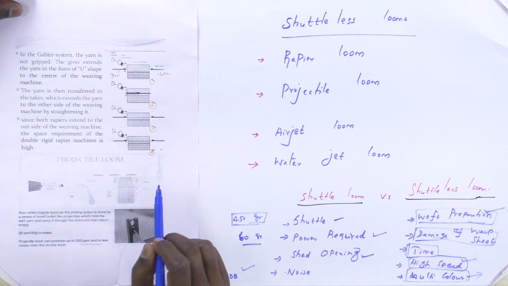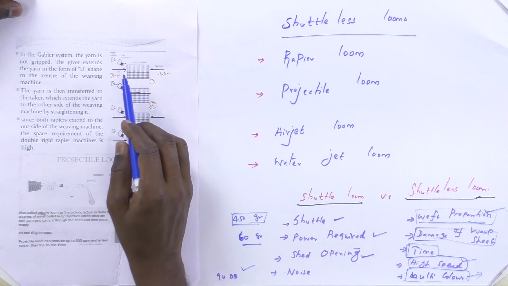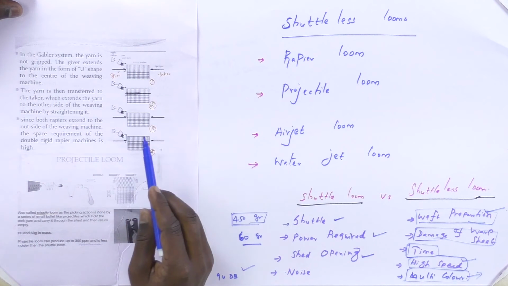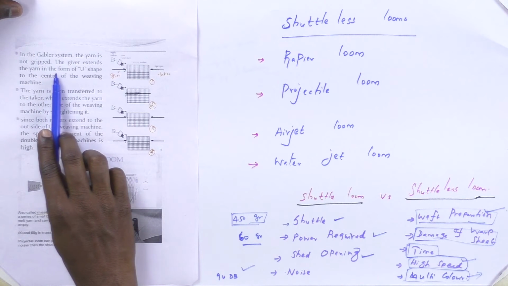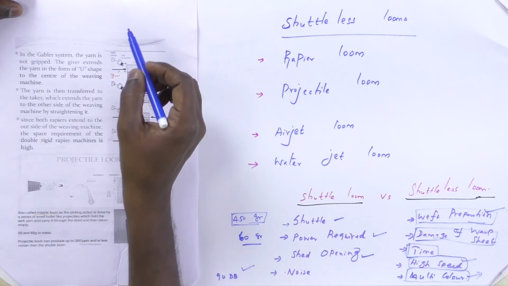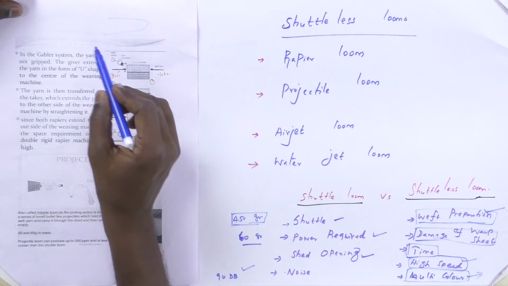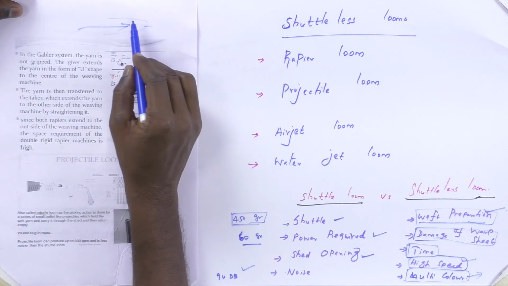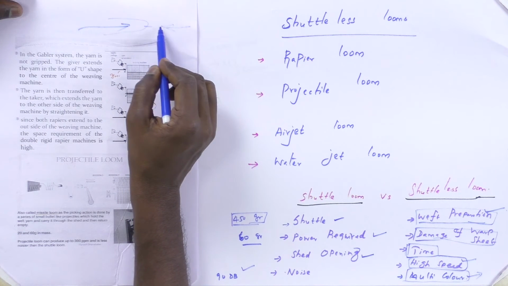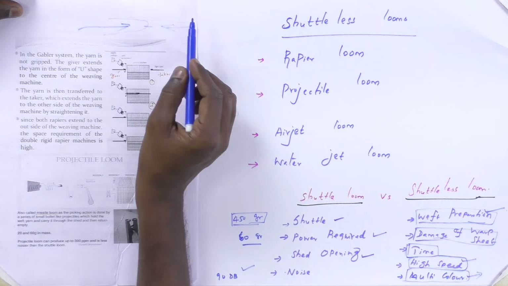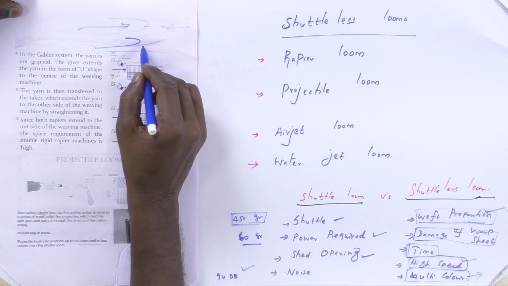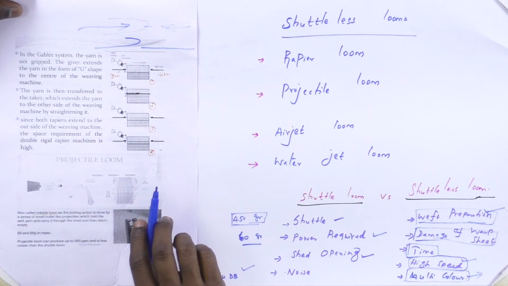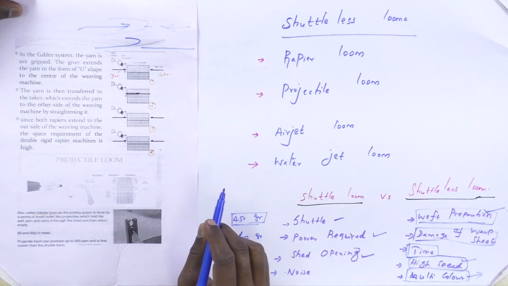Here, the same as the Dewas system, there are two rapiers, the giver and taker. Here the weft yarn is present. The giver extends the yarn in the form of a U shape. So this is the U shape. The giver takes the yarn like this, and the taker gets the yarn and extends the loop. So this loop is extended like this while inserting the weft yarn. This is the main difference between the Dewas system and the Gabler system.